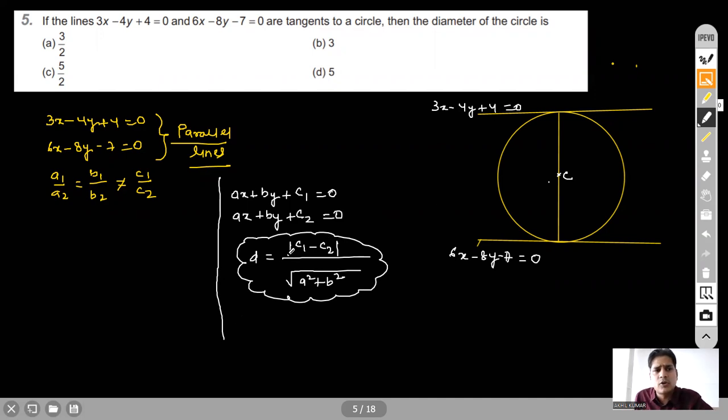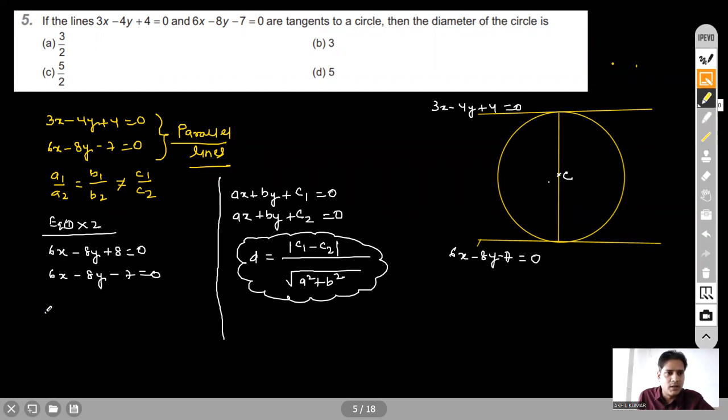For applying this formula, I have to make the coefficients of x and y equal in both the equations. So let me multiply equation 1 by 2. Equation 1 into 2, I am getting 6x minus 8y plus 8 is equal to 0. And equation 2 is nothing but 6x minus 8y minus 7 is equal to 0. Now the coefficients of x and y in both the equations of lines are equal, so we can apply this formula.